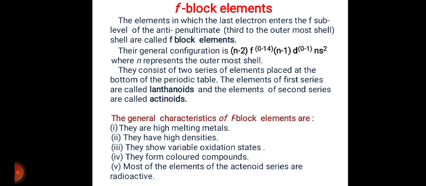They consist of two series of elements placed at the bottom of the periodic table. The elements of the first series are called lanthanoids and the elements of the second series are called actinoids. The general properties of the f block elements: they are high melting metals, they have high densities, they show variable oxidation states, and they form colored complexes. Most of the actinides are radioactive in nature. So the f block elements include man-made elements. It mainly depends upon the radioactive nature.